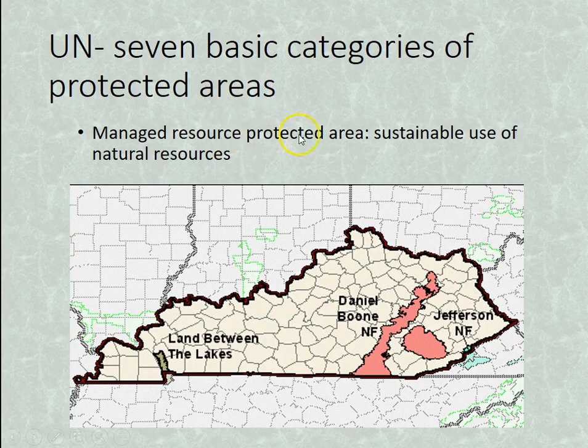And then managed resource protected areas. This is the sustainable use of natural resources. That's that Gifford Pinchot utilitarian, best use for all. So that's the resource use where we're using the resources but at a sustainable rate where we can still take the same amount the next year and the year after that, and there's still a habitat for different species. Those will be like national forests. People can still live in there and there's still logging, but it will be controlled.